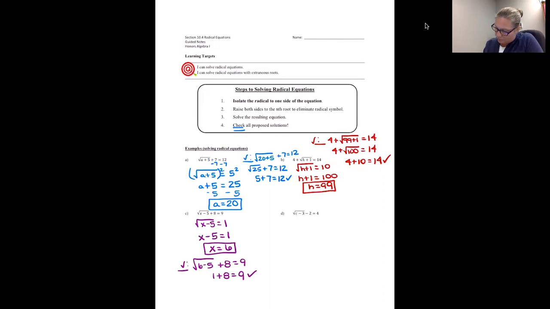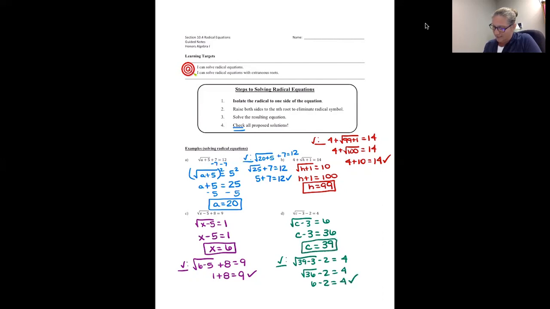Part D, add 2 to both sides. The square root of c minus 3 is equal to 6. Square both sides. c minus 3 is 36. Add 3 and c is 39. To check, the square root of 39 minus 3, minus 2 is 4. The square root of 36 minus 2 is 4. 6 minus 2 is 4, a true statement. Your answer is c is equal to 39.